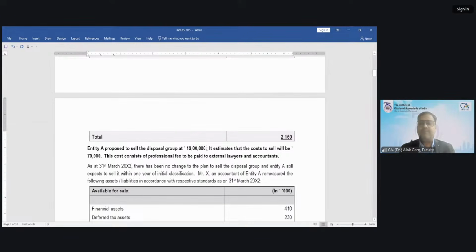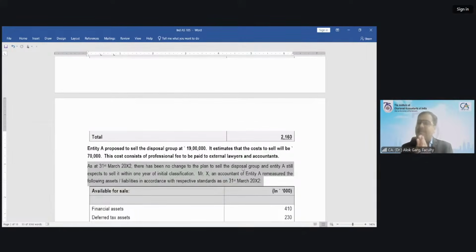Again, we will remeasure the carrying value, fair value less cost to sell. Yes, we will check the carrying value and fair value less cost to sell, whichever is lower. No, Saminathan. Once an asset or group of assets is classified as held for sale, on day one, at the time of initial recognition, you have to measure at the lower of carrying amount and fair value less cost to sell.